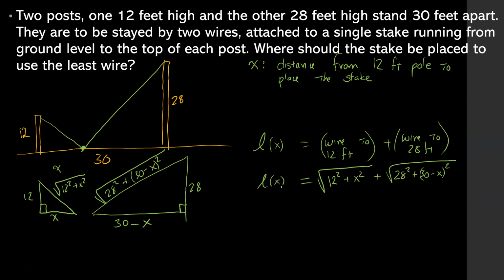So that's the equation I'm going to take the derivative of. I'll probably do a little simplifying first to make my life easier, but let's think about the domain. Can x be negative? Yes, but we know that's not going to be part of the answer. I don't think I can drive the stake in the exact same spot as the pole, so x definitely has to be greater than 0. By the same logic, we can't drive the stake into the other pole, the 28-foot pole, so x should be between 0 and 30.